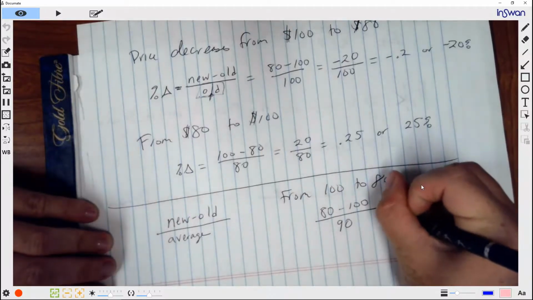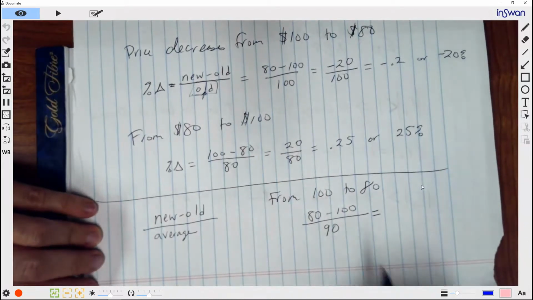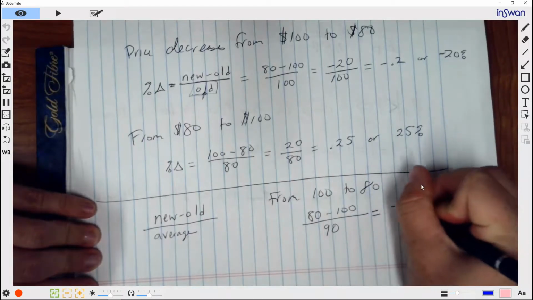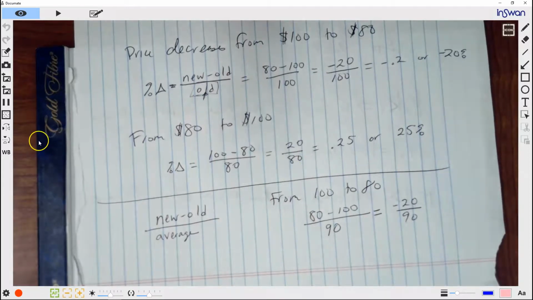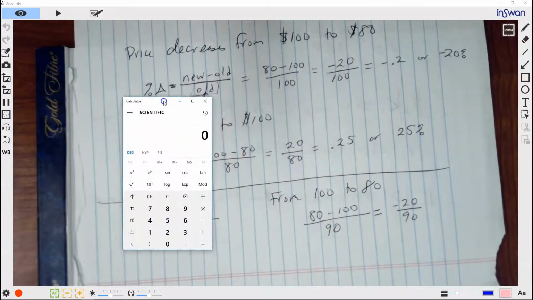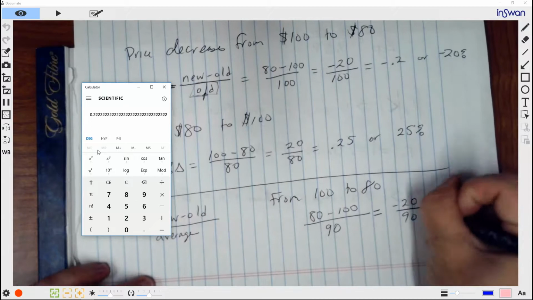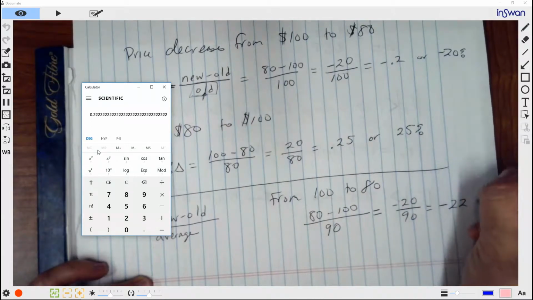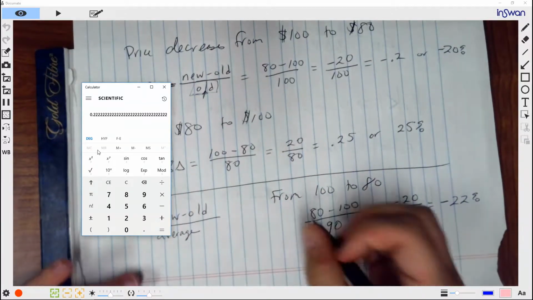So now I have a change of negative 20 divided by 90. I am going to request the help of my calculator here. So 20 divided by 90, and I get a change of negative 22% approximately.